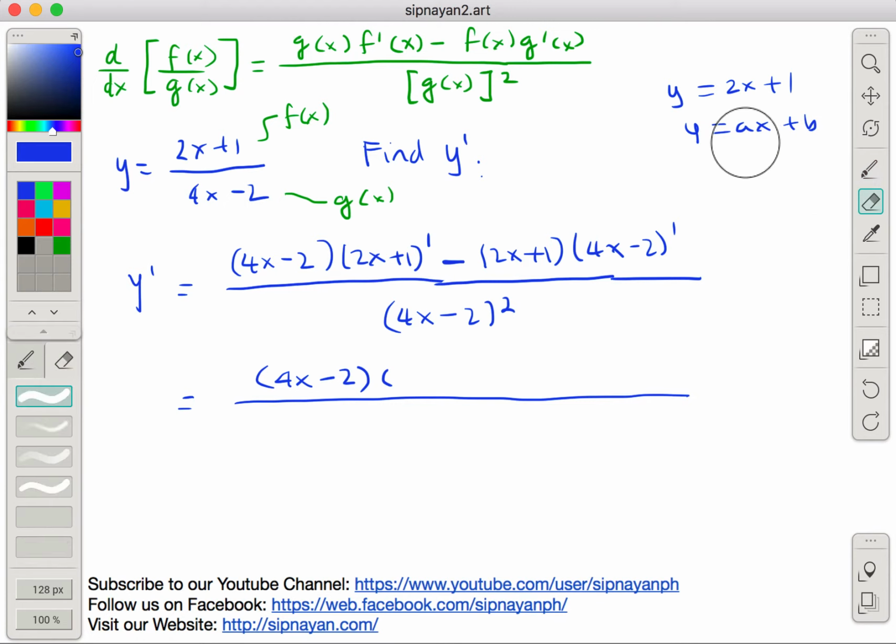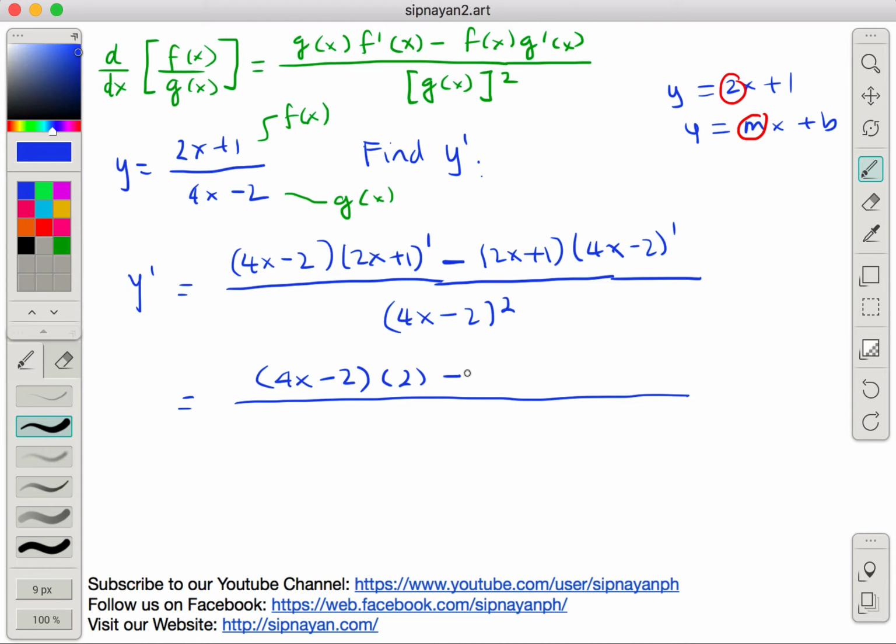Or, I think, mas sanay nga kayo dun sa m, di ba? Y equals mx plus b. Yung m, di ba, yan yung slope ng function. Yung m, yung kasama ng x. Meaning, the slope of this function, if we look at it as a function, is 2. And sabi natin, di ba, if we get the derivative of a function, we are actually getting its slope. Meaning, ang slope niyan ay 2. Well, you can try other ways of getting the derivative.